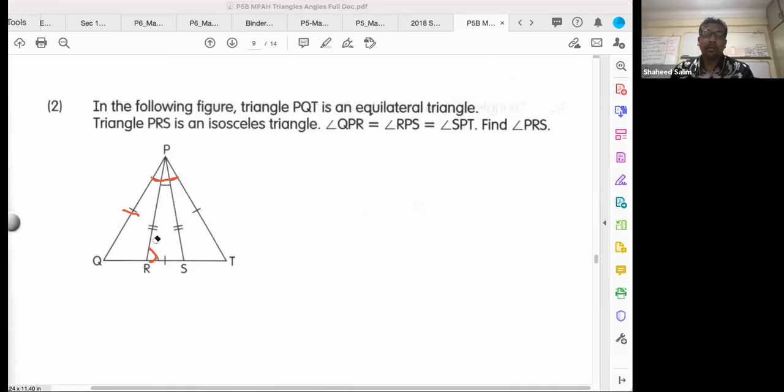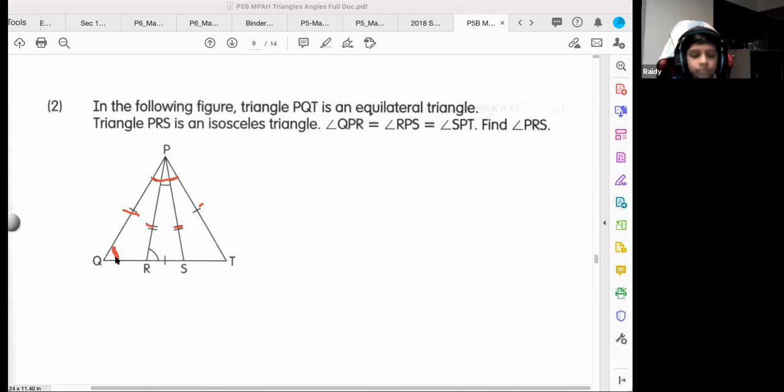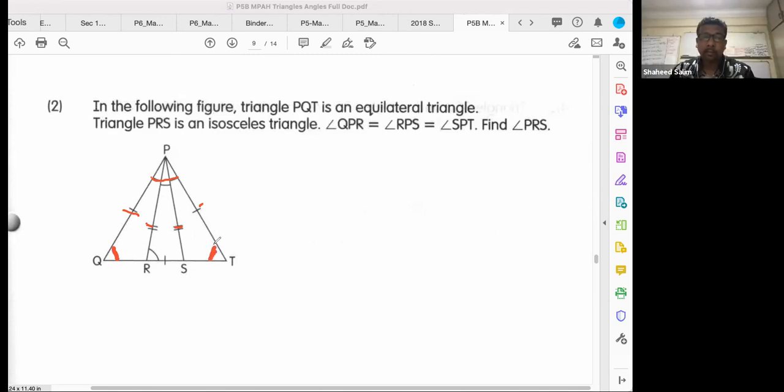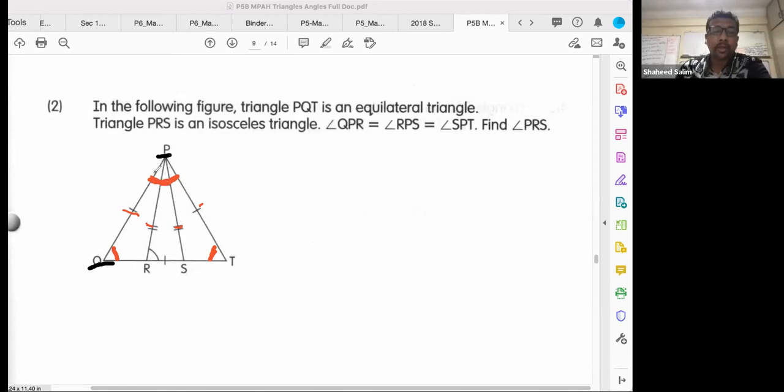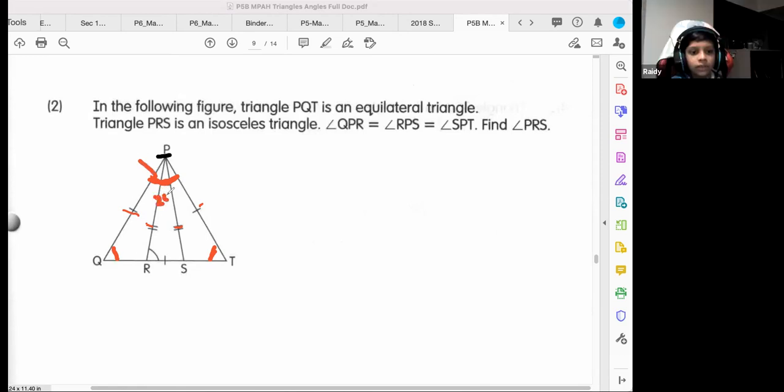Hold on, so this one not yet. You know where the 60 is, right? Q and T. Okay, down here 60, down here 60, but this one is also 60. That means 60 divided by 3, which is 20, so each one is 20. Well done. So now you got this one 20. Now we only look at this triangle.